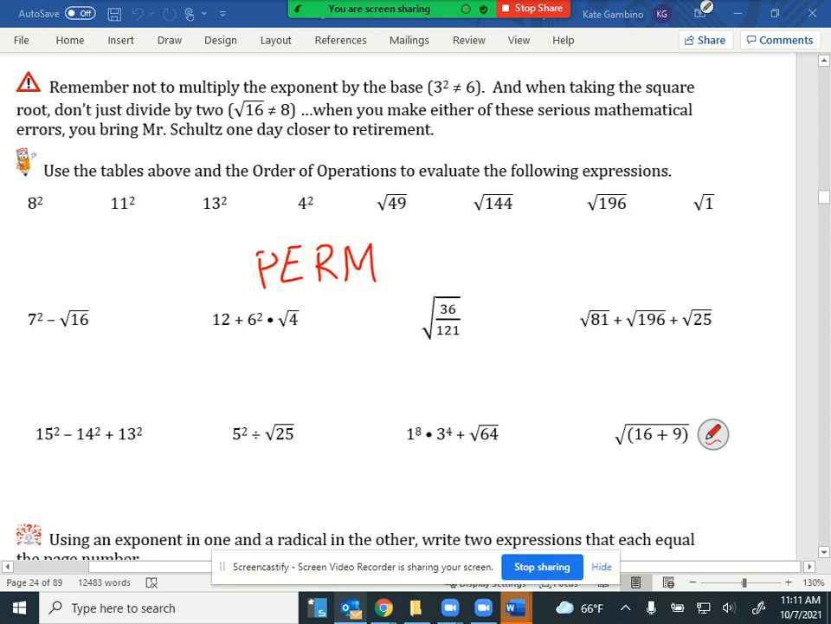The bottom, remember that PERMDAS. Do parentheses, then you do your exponents and radicals. Remember reading left to right. It doesn't matter which one we come to first. Then you're multiplying and dividing. Then you are adding and subtracting.